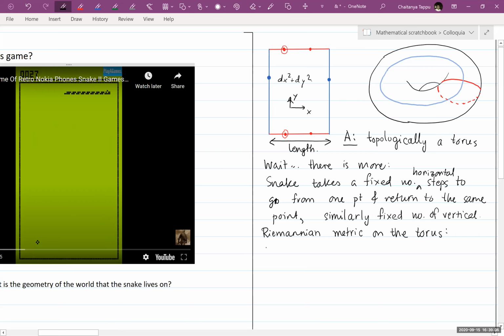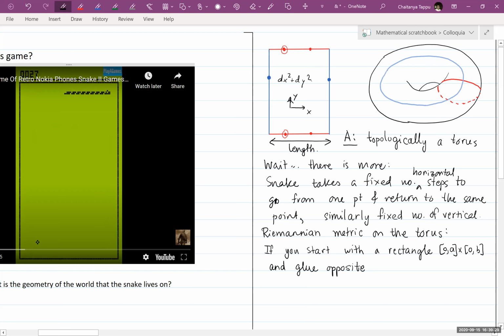The recipe is, if you start with a rectangle, 0 comma a cross 0 comma b, say, and glue opposite edges.